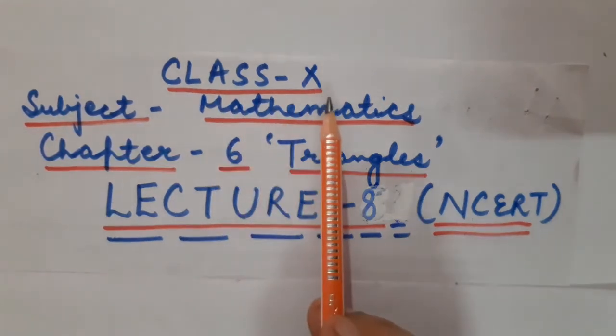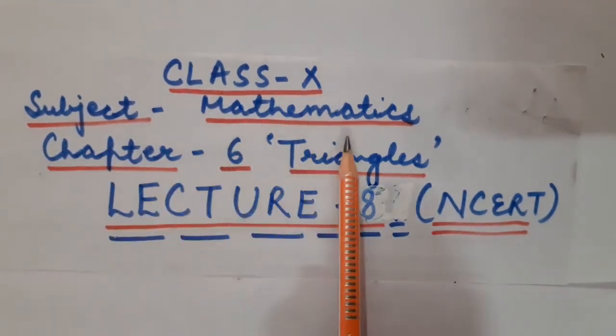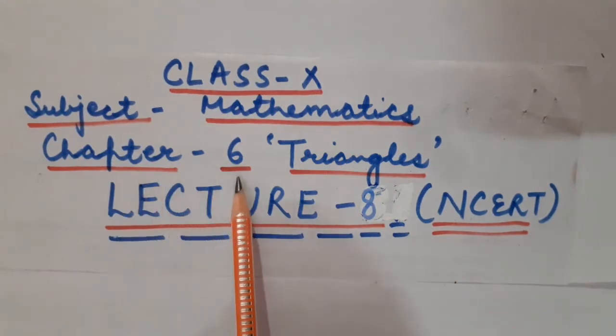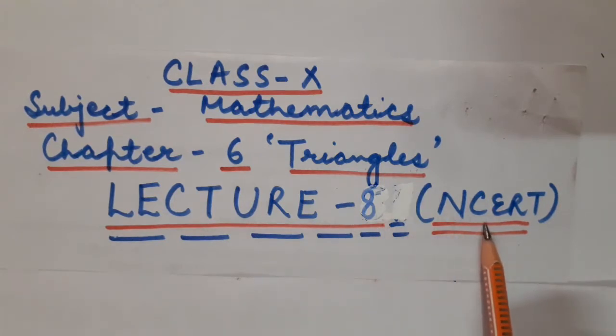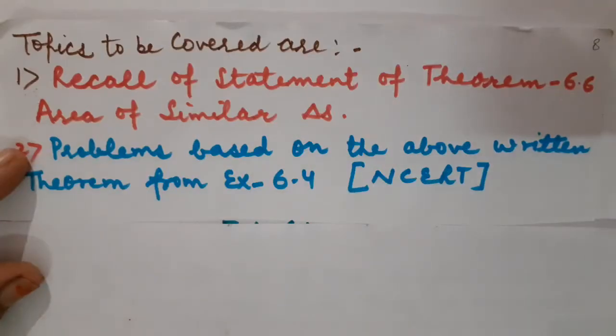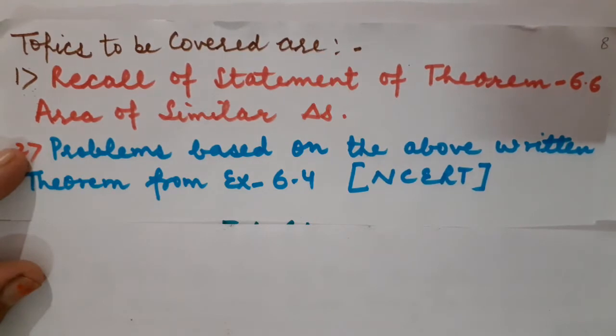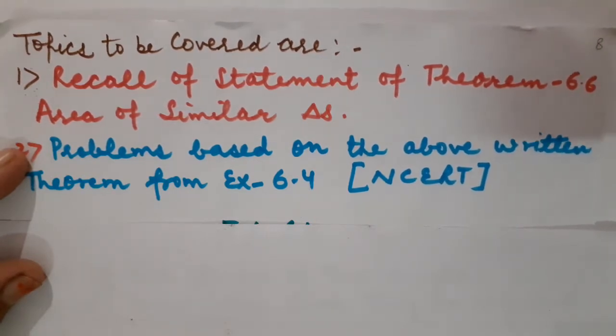This is class 10th, subject mathematics, chapter number 6, triangles, lecture number 8, and the content I am going to cover is from your textbook, that is NCERT. Children, in my previous lecture, lecture number 7, I made you understand how to prove theorem 6.6, and after that we did some problems based on that theorem.